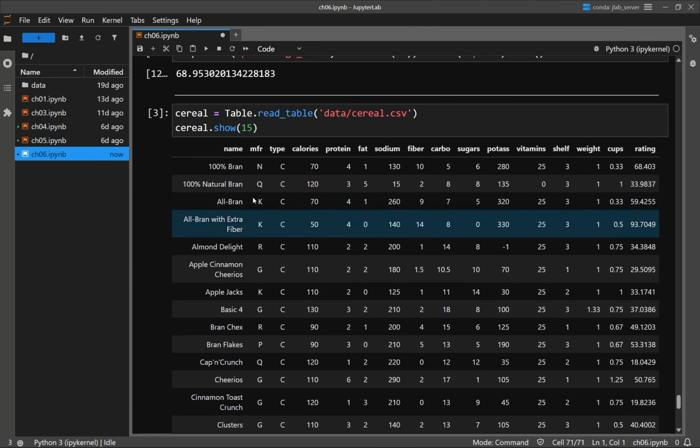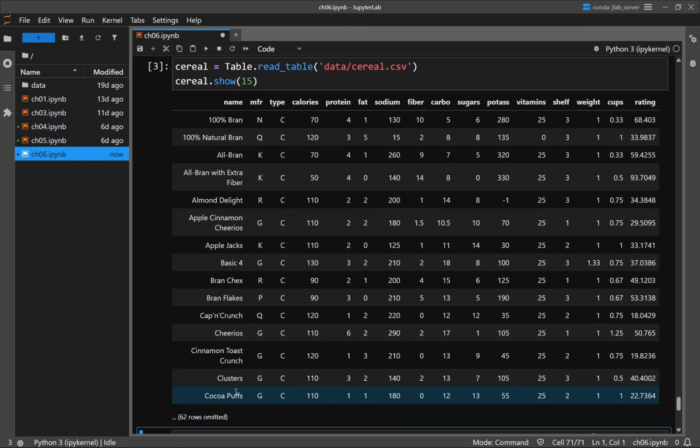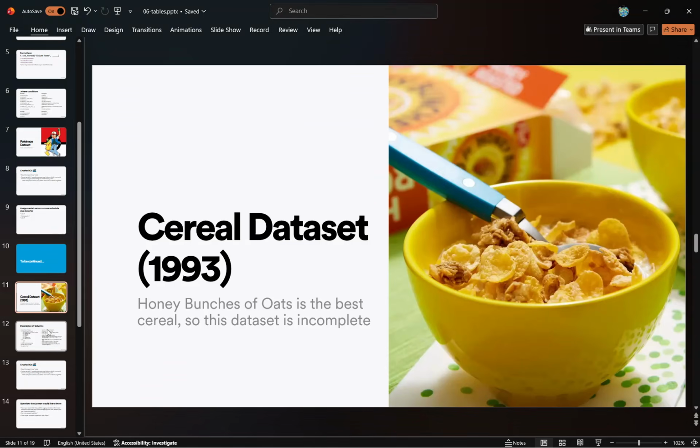So you've got some that we've seen before, like Apple Jacks, Cocoa Puffs, Cinnamon Toast Crunch, Cheerios, all existed back then. But some of these other ones, maybe I've never heard of them, maybe they went out of business, maybe they rebranded. So this is all that we have for our cereal data set, and let's talk about the columns.